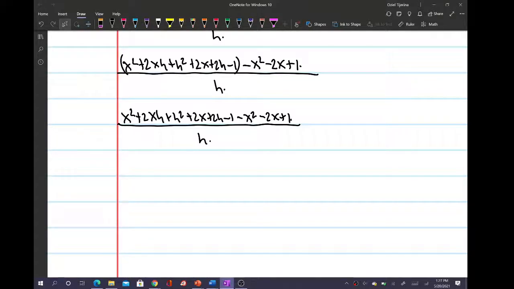And lastly, we're going to go ahead and find any like terms here. So we have an x squared and a negative x squared, and then we have a 2x and a negative 2x.